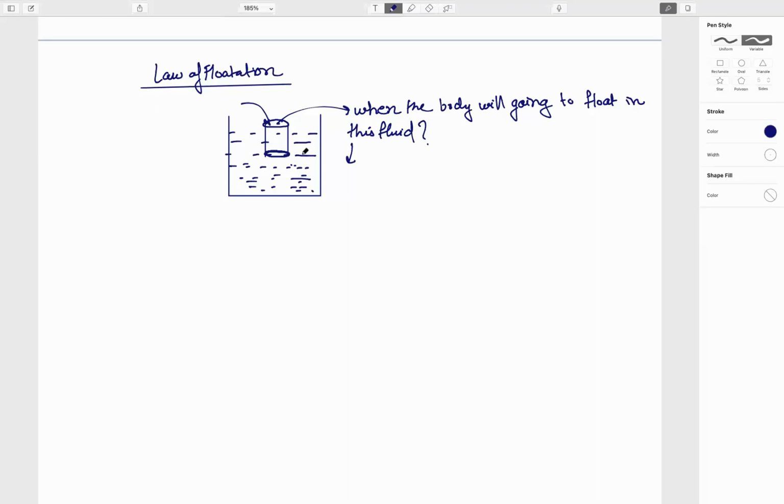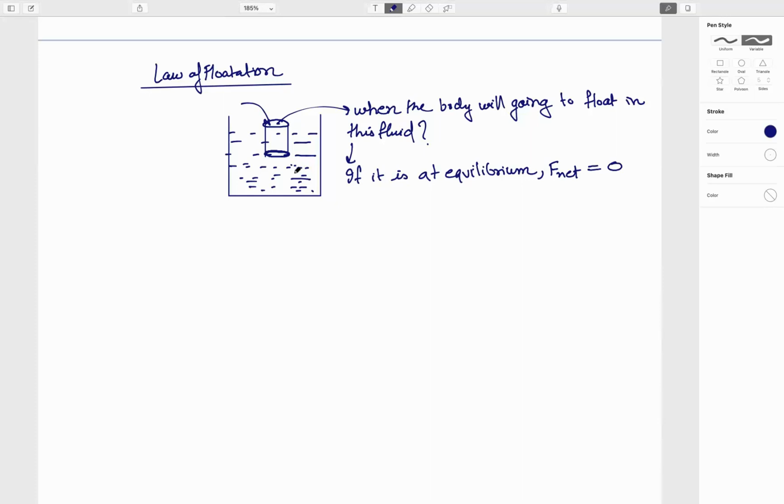So what does that mean? If you have a fluid and you have this solid body in it, it can only be floating if it is at equilibrium. Meaning the net force acting on this body is zero. Then only does it float.